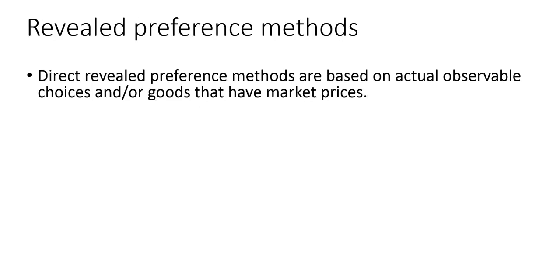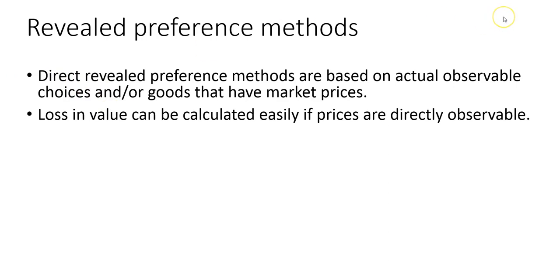So, revealed preference methods. These are based on actual, observable choices made by people, and goods or services purchased by people that have market prices. The word "direct" is still left in my slides, so ignore that.